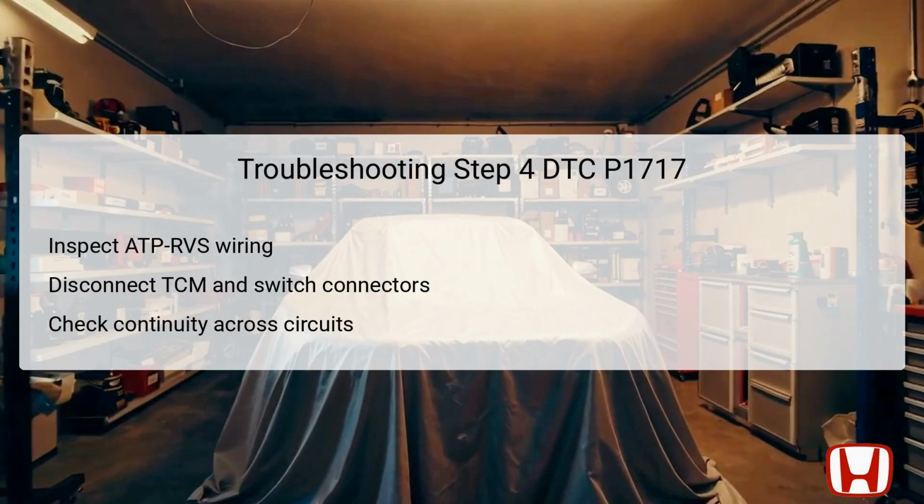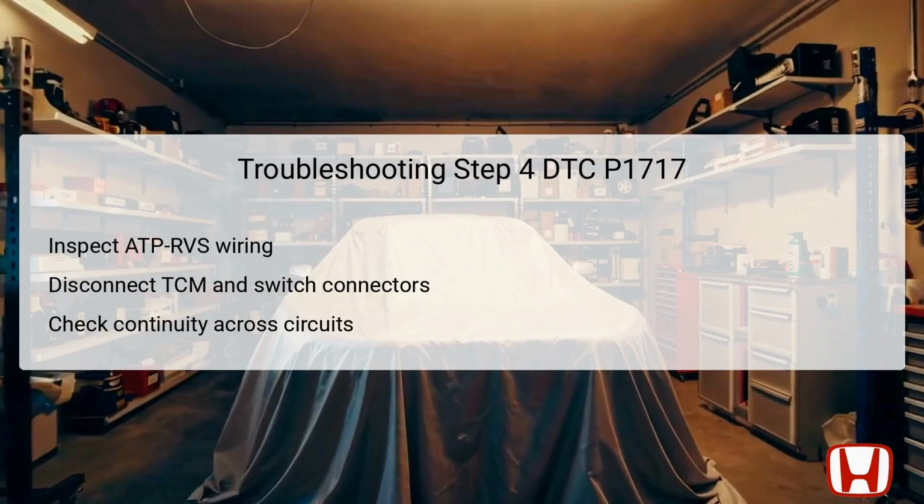The fourth troubleshooting step focuses on inspecting the ATP RVS wiring for any potential issues that may hinder its performance. Disconnect the TCM, transmission control module, and transmission range switch connectors to conduct a thorough examination of the wiring. Before performing the inspection, it is important to use the HDS to short the SCS line and wait for at least 1 minute so the system can stabilize. This preparation enables an accurate assessment of the open wire condition.